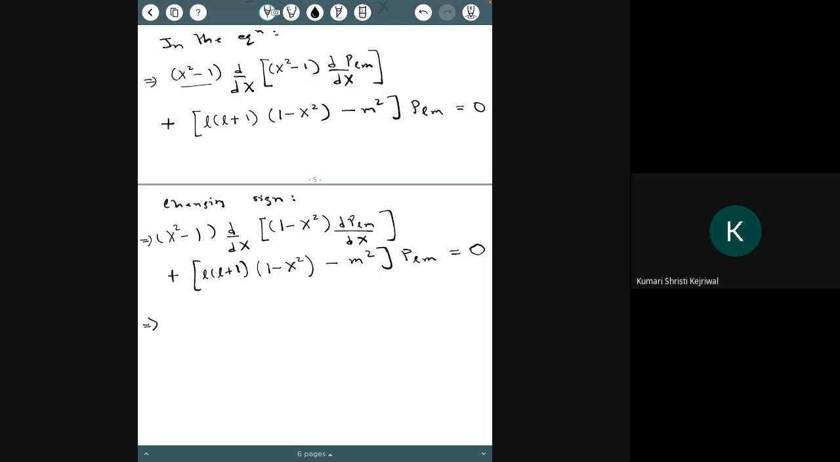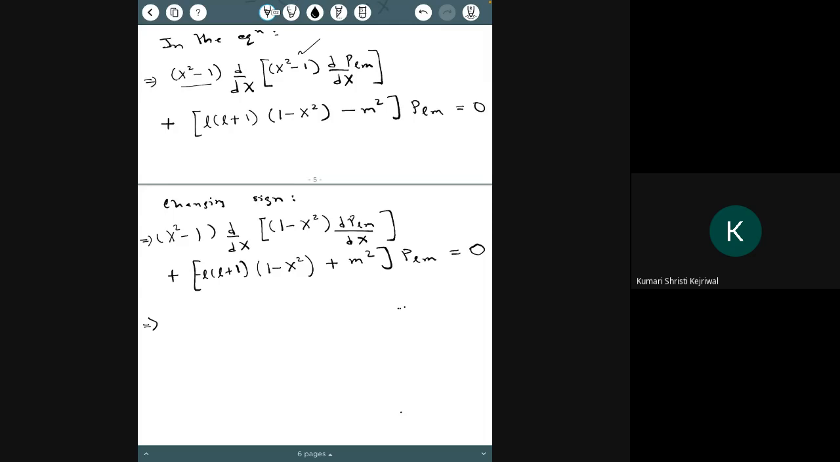Ma'am, don't we need to put a minus sign? Wait, did I make a mistake? Oh yeah, this one will be a plus. Yeah, now I think it's fine. So I changed the sign of this one, changed the sign of, oh no, I should put a minus sign. Okay, now it's fine. Change the sign here, and I changed the sign here.